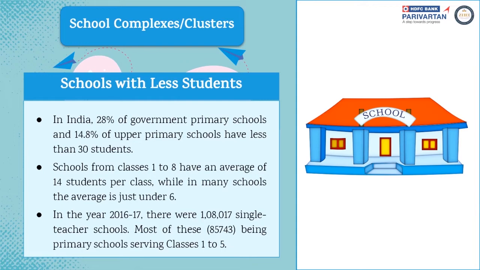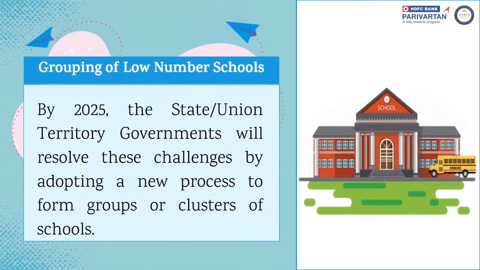In India, 28% of government primary schools and 14.8% of upper primary schools have less than 30 students. Schools from class 1 to 8 have an average of 14 students per class, while in many schools the average is just under 6. As per data from 2016 to 17, there were 108,017 single teacher schools, and most of these, approximately 85,000 primary schools, were serving classes 1 to 5.